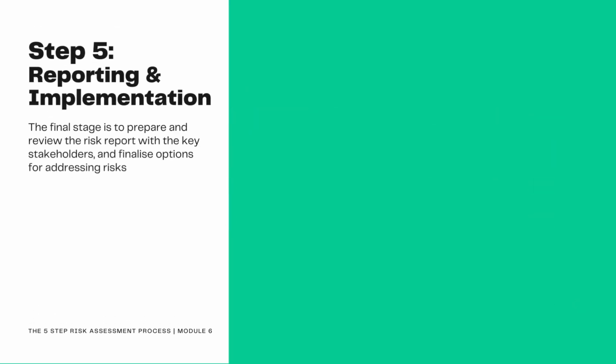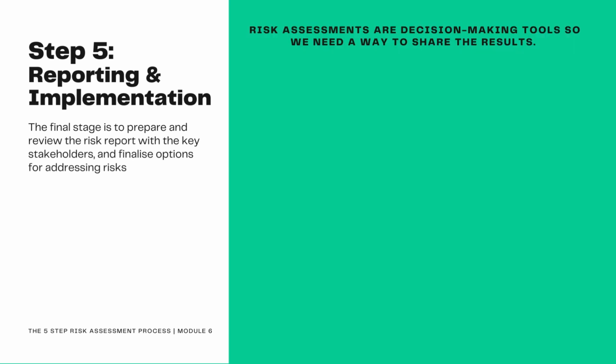Step 5, and our final step. This step looks at reporting and implementation. The final stage is to prepare and review the risk report with key stakeholders, and then you need to finalize the options for addressing risks. You have to remember that risk assessment tools are decision-making tools. So of course you need to find a way to share the results.